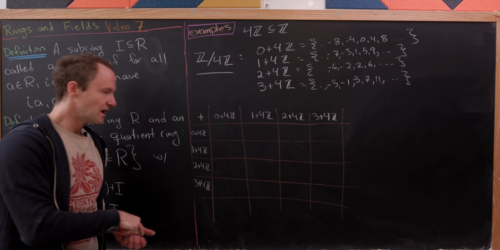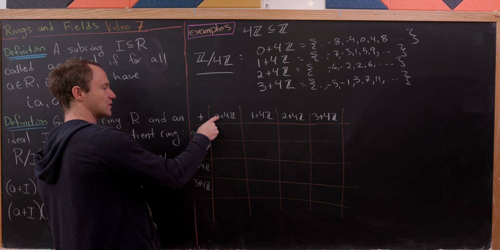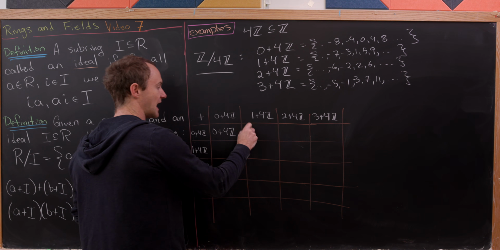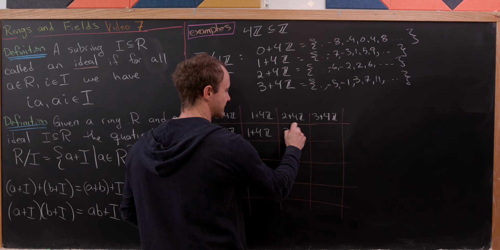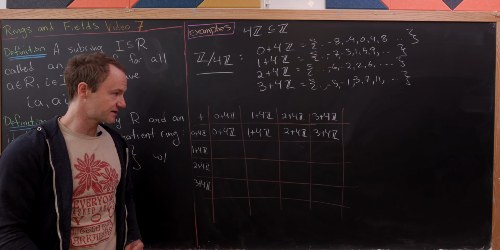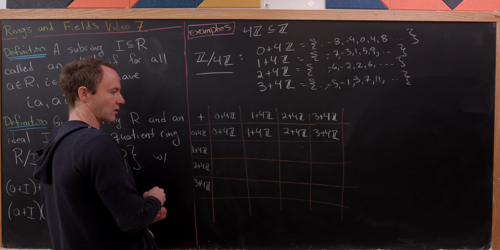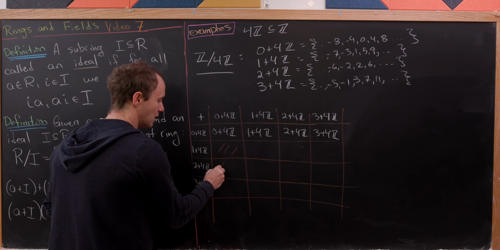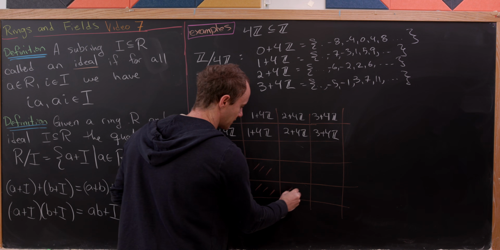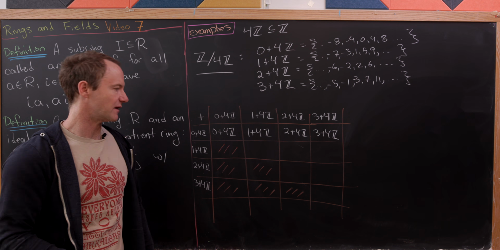Okay. So using our operations over here, notice that 0 plus 4z plus 0 plus 4z, well, that's 0 plus 0 plus 4z, or 4z. Likewise, this is 1 plus 4z, here we have 2 plus 4z, here we have 3 plus 4z, because we have just 0 plus all of those. Now, furthermore, everything happening below this diagonal is going to be equivalent to what's happening above the diagonal because we have commutativity. So I'm just going to focus on what's happening above the diagonal.